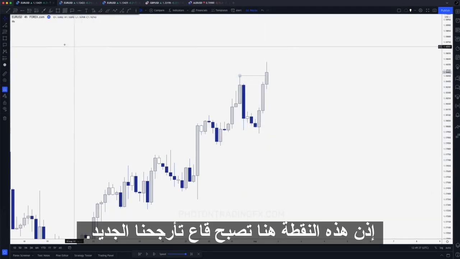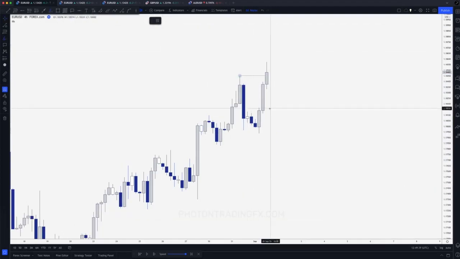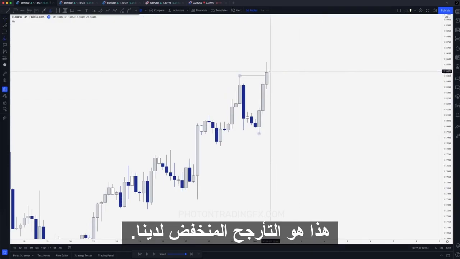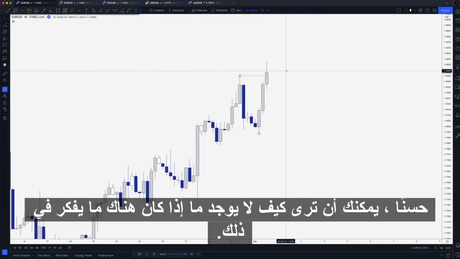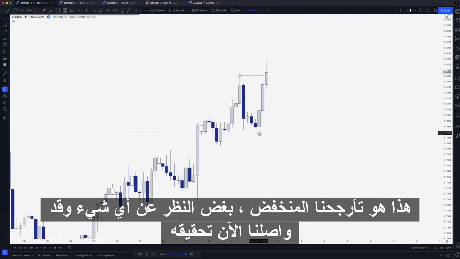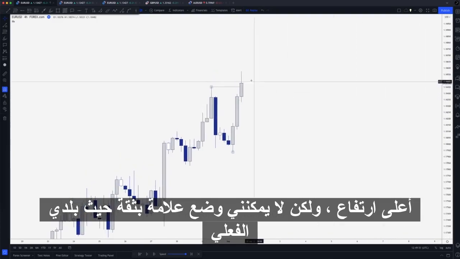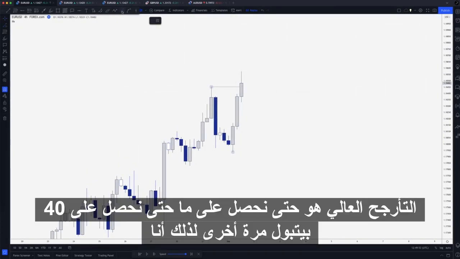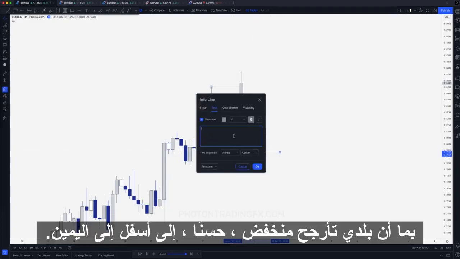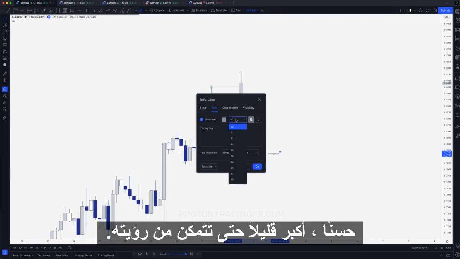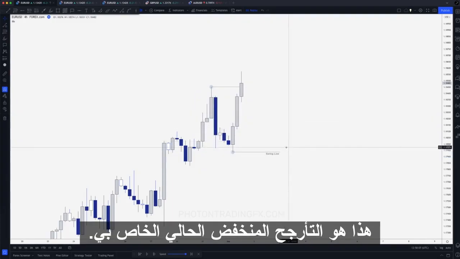So this point here becomes our new swing low. Boom, that's our swing low. You can see how there are no ifs, buts, or maybes about it. That is our swing low no matter what. And we have now gone on to make a higher high, but I cannot mark out with confidence where my actual swing high is until we get what? Until we get a 40 pip pullback. So I can mark this out as my swing low, put it to the bottom, put it to the right, a little bit bigger so you can see it. That's my current swing low.